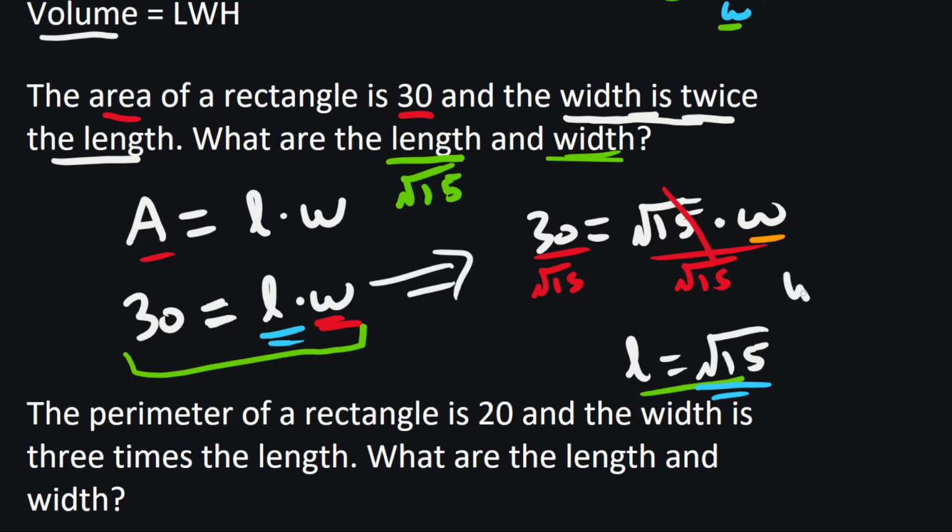What does W now equal? W equals 30 divided by radical 15. And we can rationalize the denominator if we wish, but for now I'll just keep it that way. 30 over radical 15 is our width, and radical 15 is our length. And there we go. That's how we solve those types of word problems involving area.